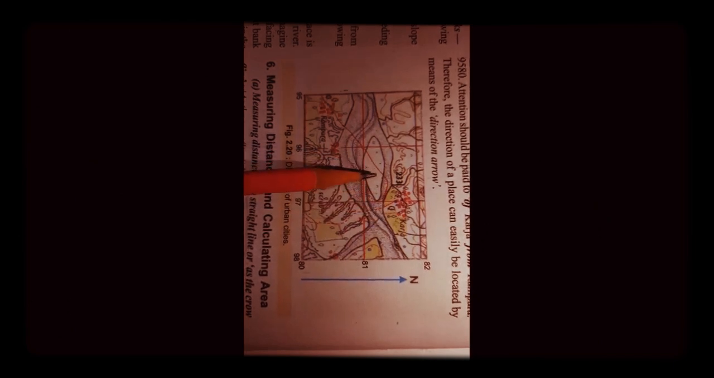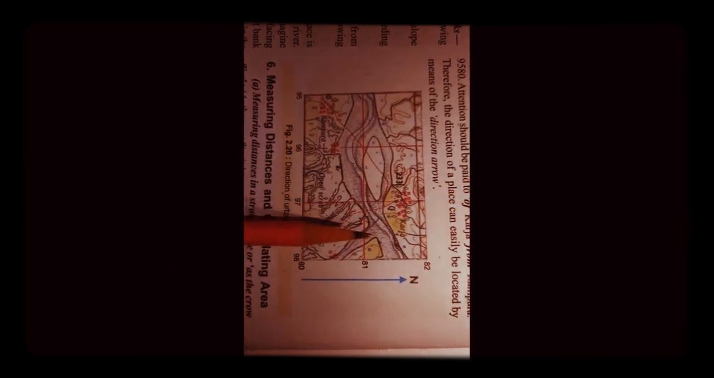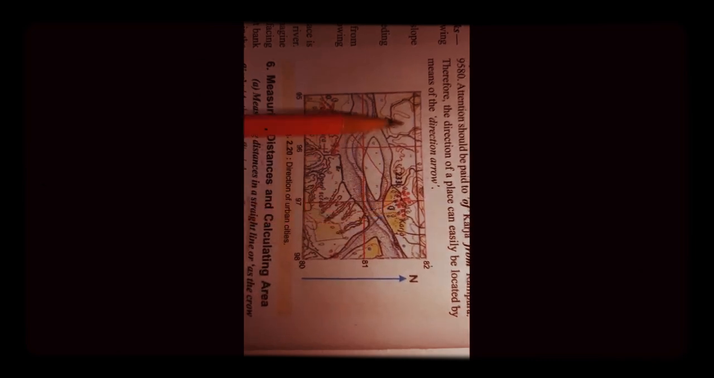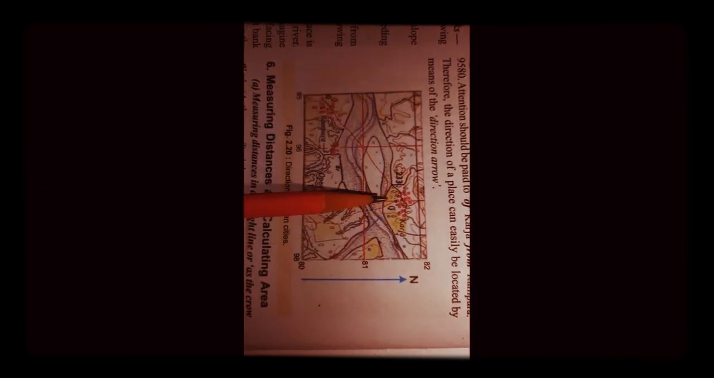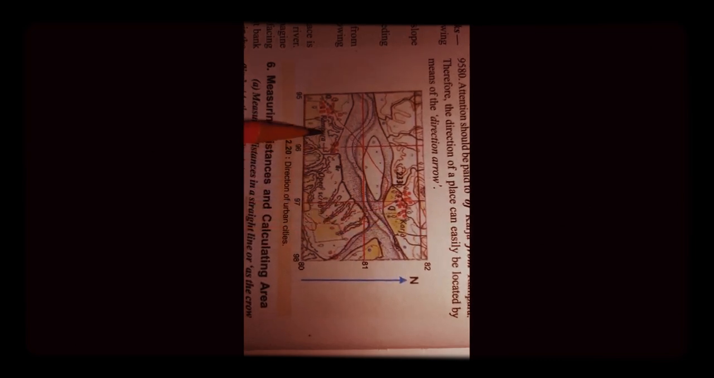So from Karja, from here we will set the 8 cardinal points. This will be north, this will be south, this part is east, and this part is west. So this is south, this is west, so this direction is southwest. So what is the direction of Rampura? That is the southwest direction.